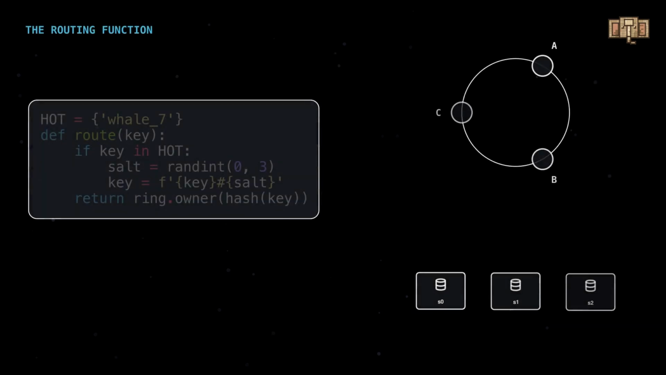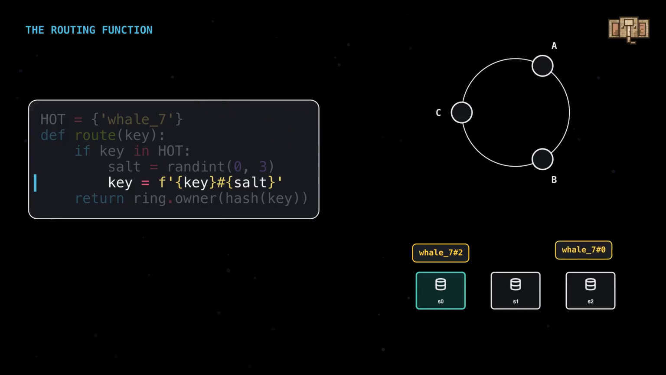And all of it compresses into a few lines your router runs on every single request. At the top, a tiny set of the known hotkeys. Root takes a key. First, the escape hatch. Is this key on the hot list? If it is, we append a random salt 0 through 3 so the whale's heat spreads. Watch it run. The whale's key takes the salt branch. It lands on one shard this time, and a different shard the next.